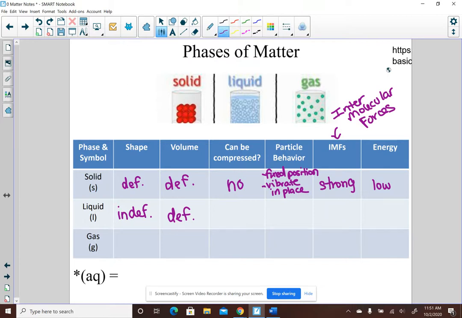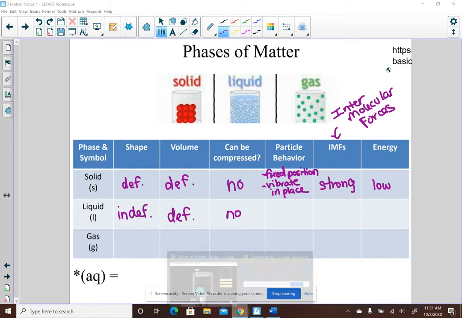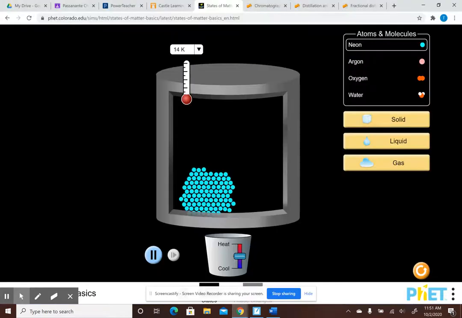As far as can it be compressed, the answer is also no. There's a little bit more space between liquids than solids, but you can look, they're still very, very close together, and you can't push them any closer together. So that's no.